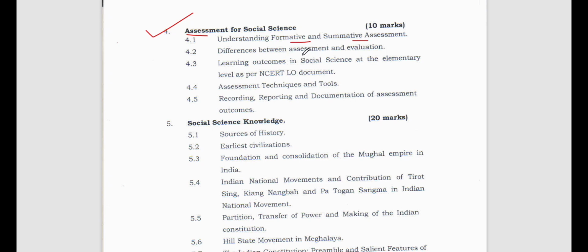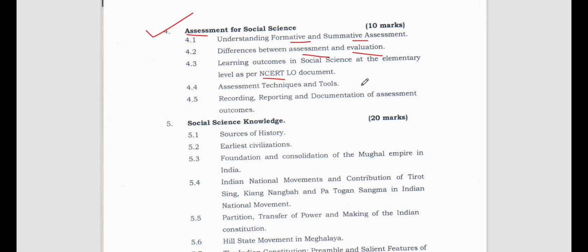Now, differences between assessment and evaluation. See, we know assessment and evaluation are not the same. So what is the difference? What are the differences between them? We have to find out. Then learning outcomes in social science at the elementary level as per the NCERT LO document. Alright, we need to know what the learning outcomes are.